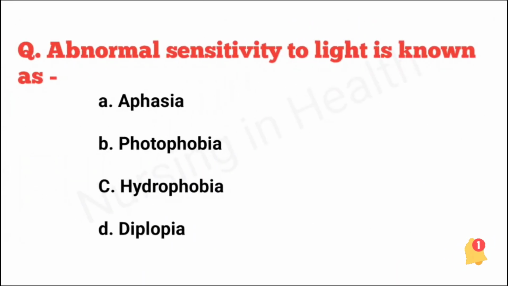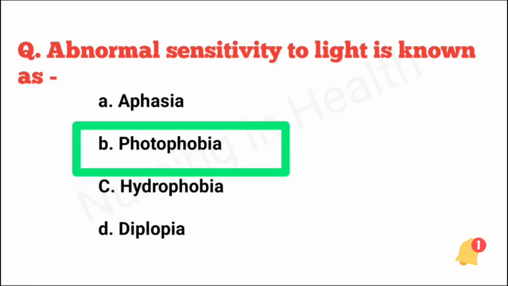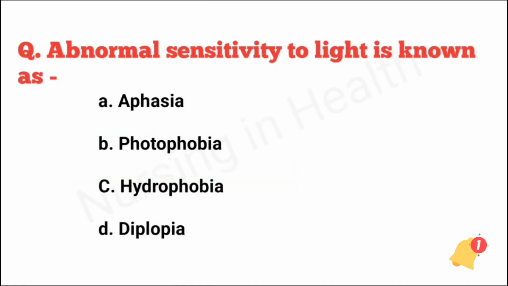Abnormal sensitivity to light is known as aphasia, photophobia, hydrophobia, diplopia. Right answer option B. Photophobia. Aphasia means language disorder. Hydrophobia is fear of water.